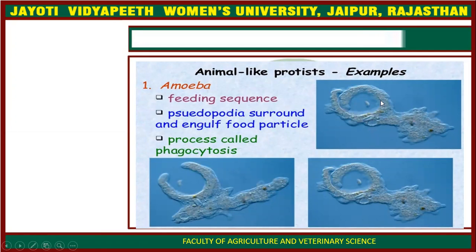This is the diagram of amoeba. First, how they ingest their food. They have a pseudopodia which comes in contact with the food material or a bacterium. Then they extend their pseudopodia and take in the food material by the process of phagocytosis. So that is the next step by which the amoeba ingests its food.